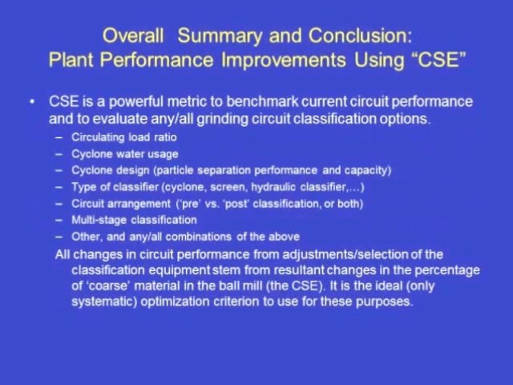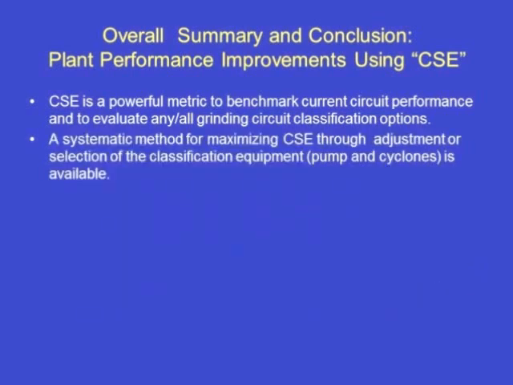So, by way of overall summary and conclusion, plant performance improvements. This is a powerful, simple metric to benchmark current circuit performance and to evaluate any or all grinding circuit classification options: increasing circulating load ratio, water usage, cyclone design, type of classifier, screen, and so on. You can analyze any type of classification system with this. And all changes in circuit performance will stem from the change in the percentage of coarse material in the mill. A systematic method for maximizing CSC is available.